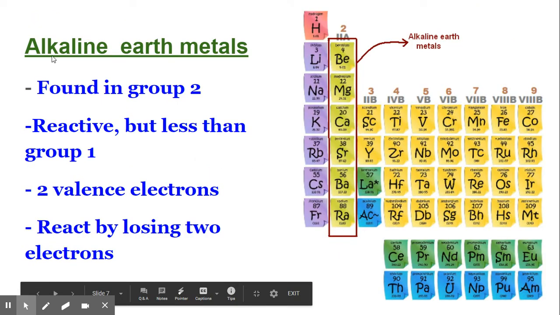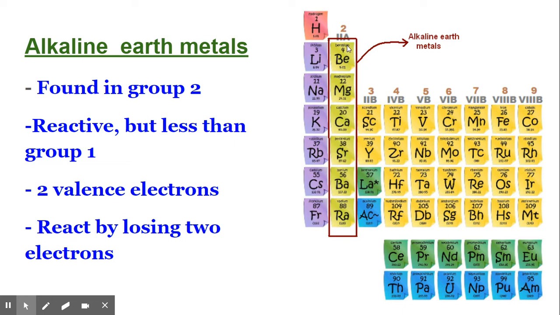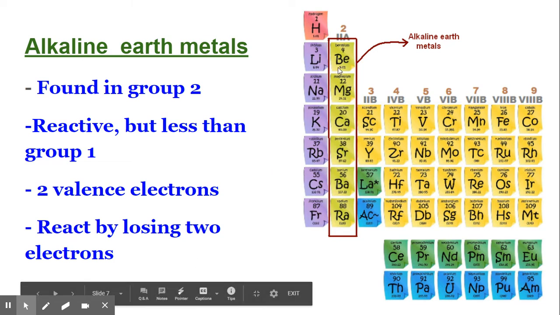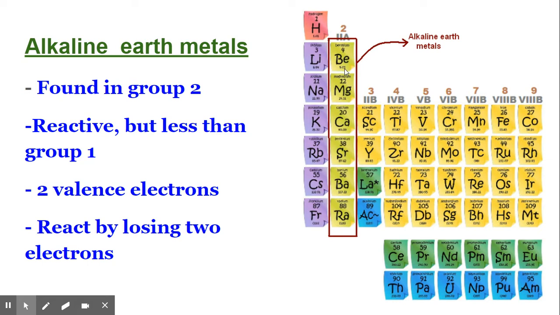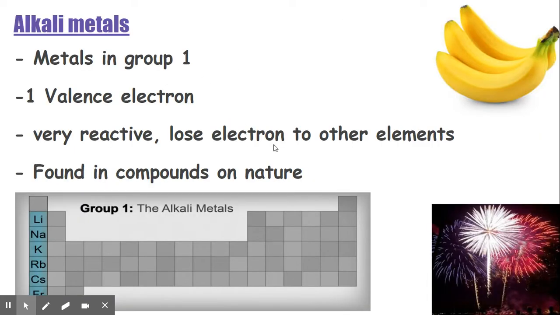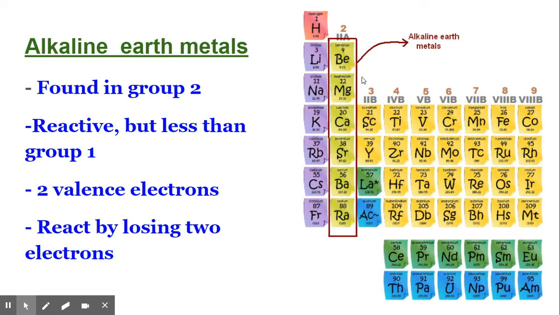Okay, here we have our alkaline earth metals. This is the second group. They are also very reactive, and both of these groups, both the first and second group, react with water, and they react by losing one or two electrons. So these react by losing two electrons. They're less reactive than the first group, though, because they have to lose both of them to react, whereas the alkali metals only have to lose one, but these have to lose two.